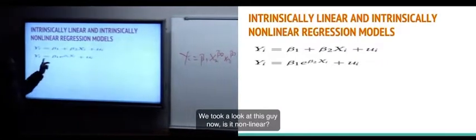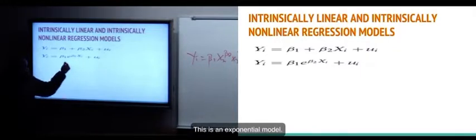Okay, now when you take a look at this, this is an exponential model. Of course, when you take a look at this, that's a linear regression, right? But when you take a look at this, it is not linear. Okay, when you take a look at this guy now, it's non-linear. And this is intrinsically non-linear. Why? Look at the way error comes in. This is an exponential model. We use this in GDP, money supply, and so on. You understand what I mean? So this is an exponential model. Okay? So take a look at that.